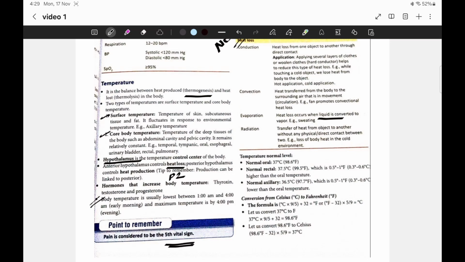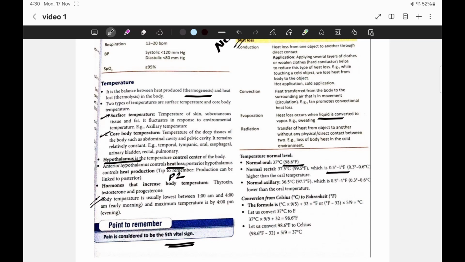Temperature normally varies according to the site of the body. Like the oral cavity has a temperature of 98.6 Fahrenheit. Rectally it is 99 Fahrenheit, which is 0.5 to 1 degree Fahrenheit higher than the oral temperature, because rectally there are more nerves and a large blood supply is present. So due to which we are always minus 1 degree temperature from there.